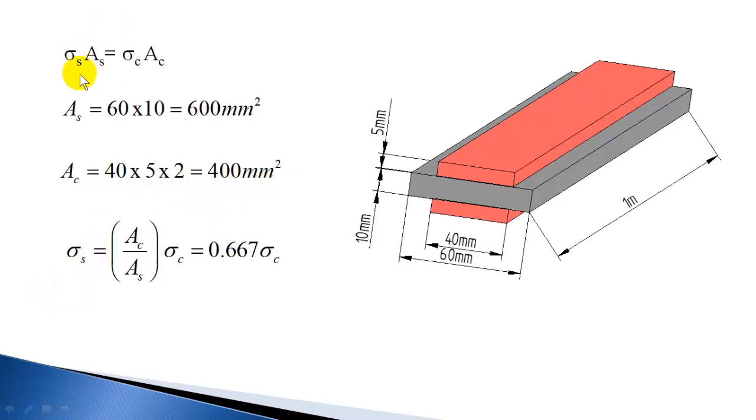Now we can use sigma S is equal to A_C by A_S into sigma C. A_C is 400, A_S is 600. So 400 by 600, you get 0.667 sigma C. So stress in steel is 0.667 times stress in copper. So steel is subjected to less stress because area of steel is more compared to the copper. So steel will be subjected to less amount of stress.